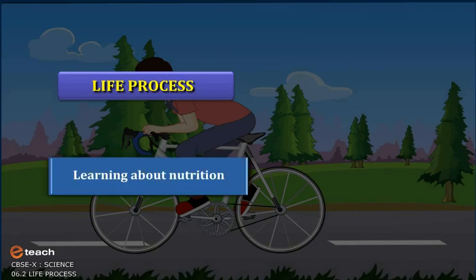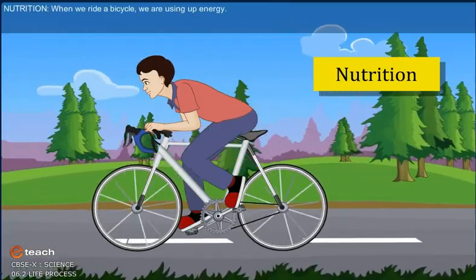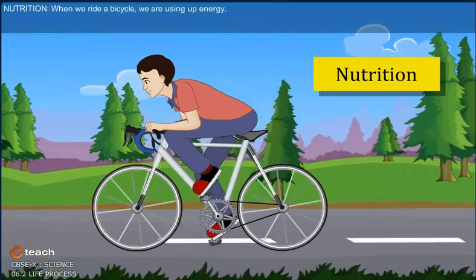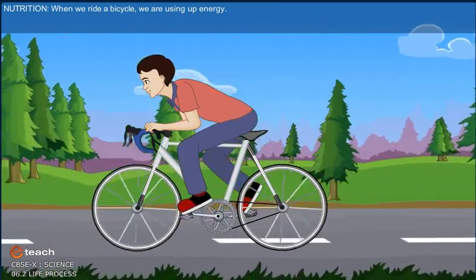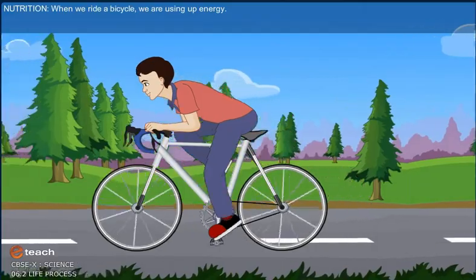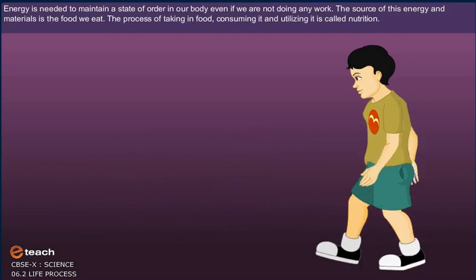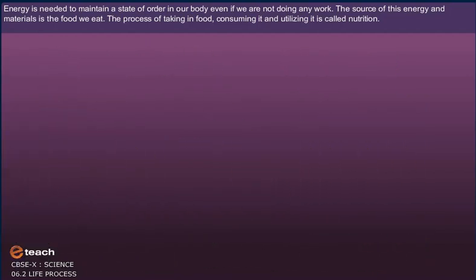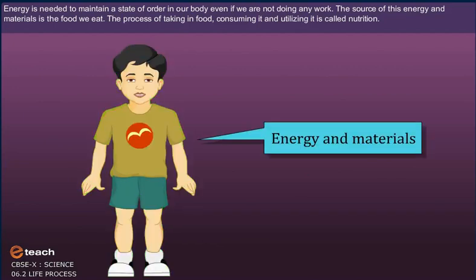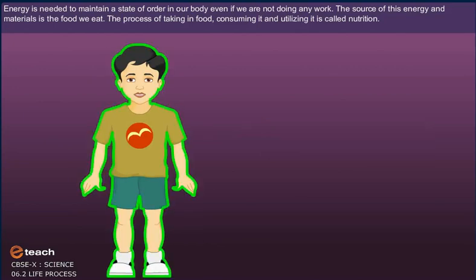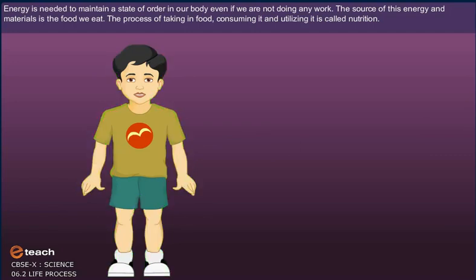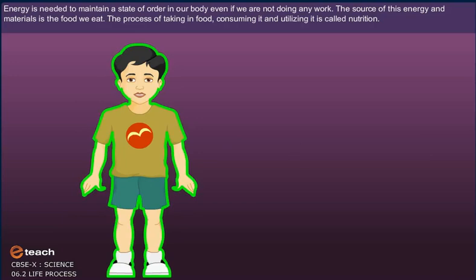Life process, learning about nutrition. Nutrition. When we ride a bicycle, we are using up energy. Energy is needed to maintain a state of order in our body even if we are not doing any work. So this source of energy and materials is the food we eat. The process of taking in food, consuming food and utilizing it is called nutrition.